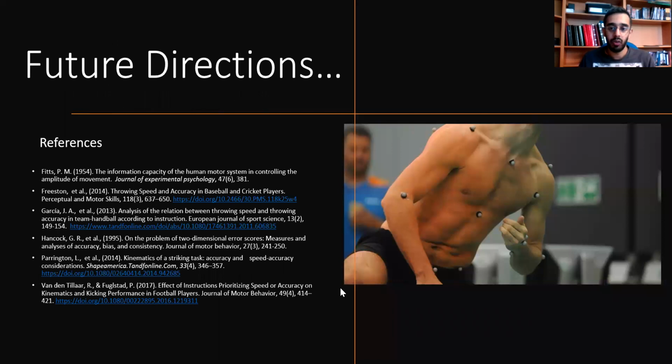In terms of future directions for us, we're now looking at the movement kinematics and movement variability of the participant in relation to their speed accuracy trade-off. That's going to be the next bit of work for us.